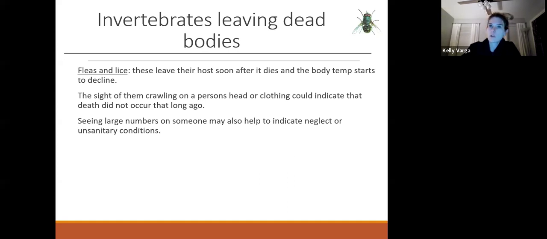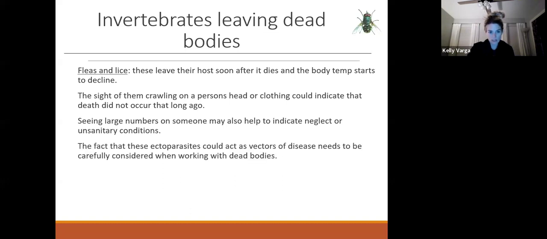And again, we also can look at this in cases of forensic conditions, or I should say, if we are looking at cases of neglect and abuse. Seeing large numbers of these on someone may indicate, again, unsanitary conditions or neglect. The fact that these ectoparasites could also act as vectors of disease also needs to be carefully considered when working with dead bodies.